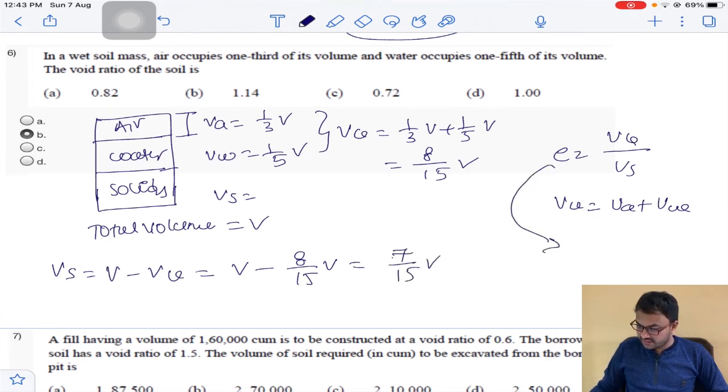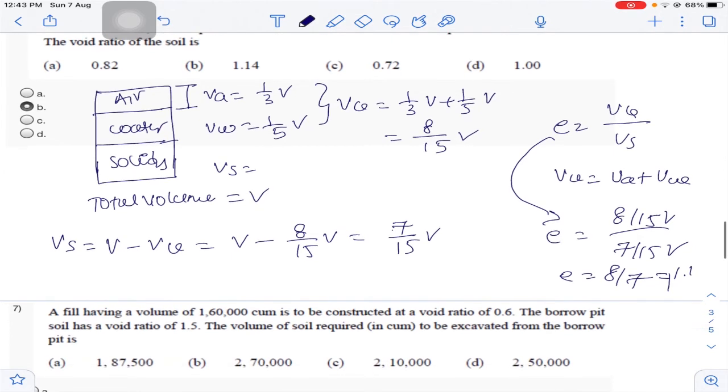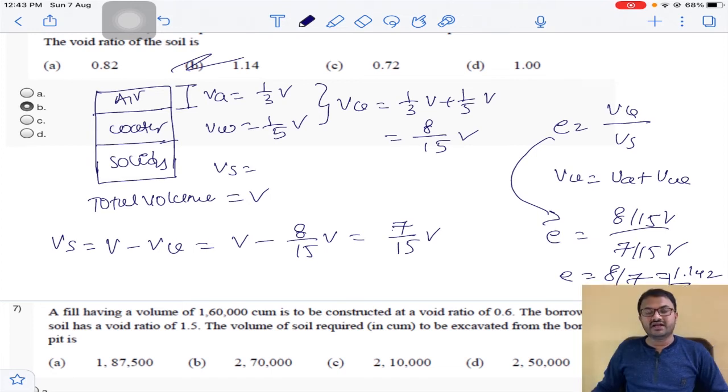So from this expression, E is equal to volume of voids, 8/15 V, divided by volume of solids, 7/15 V. Obviously, it will be 8/7. E is equal to 8/7, which is 1.142. Okay. So the answer for question number 6 is B. It is all related to volume, no mass, no weight. The void ratio is the ratio of volume of voids to volume of solids: out of the total solids, how many voids are there in the sample? This is void ratio.